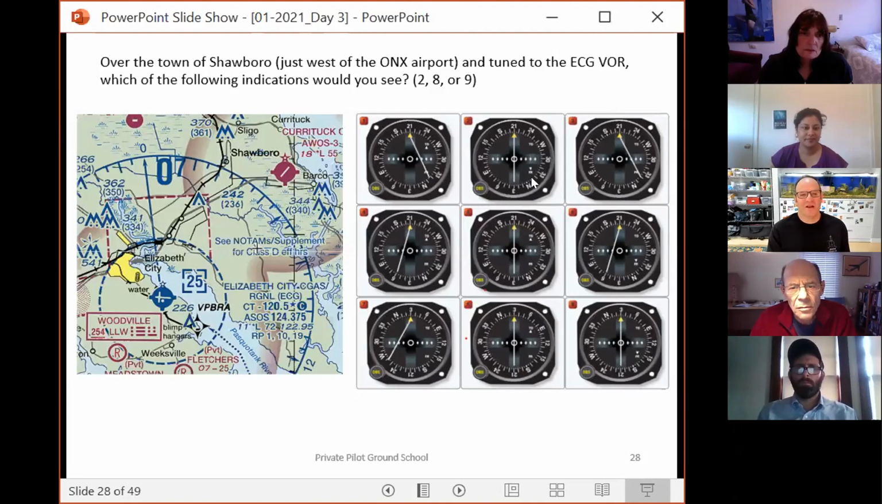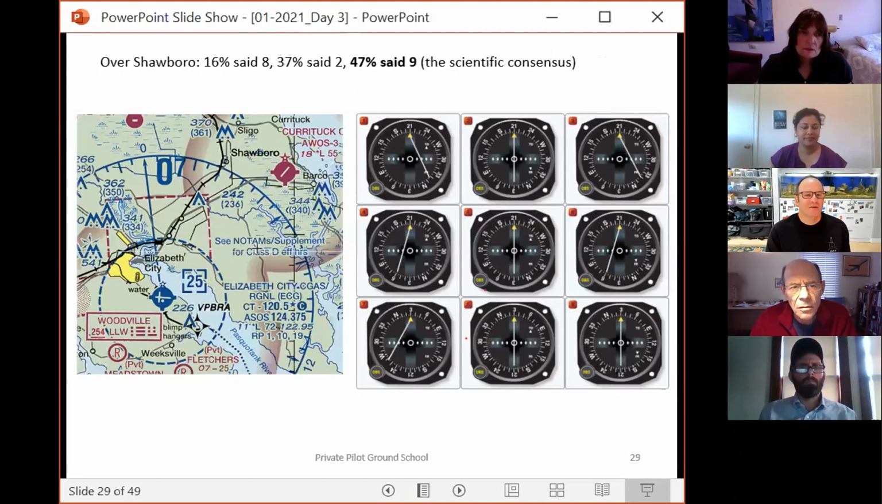All right, let's go next. So I like to decide everything by voting, which leads to a scientific consensus and therefore truth. So here the scientific consensus is for 9, that the VOR instrument would read as in the bottom right there, that you're on the 030 radial from the VOR.